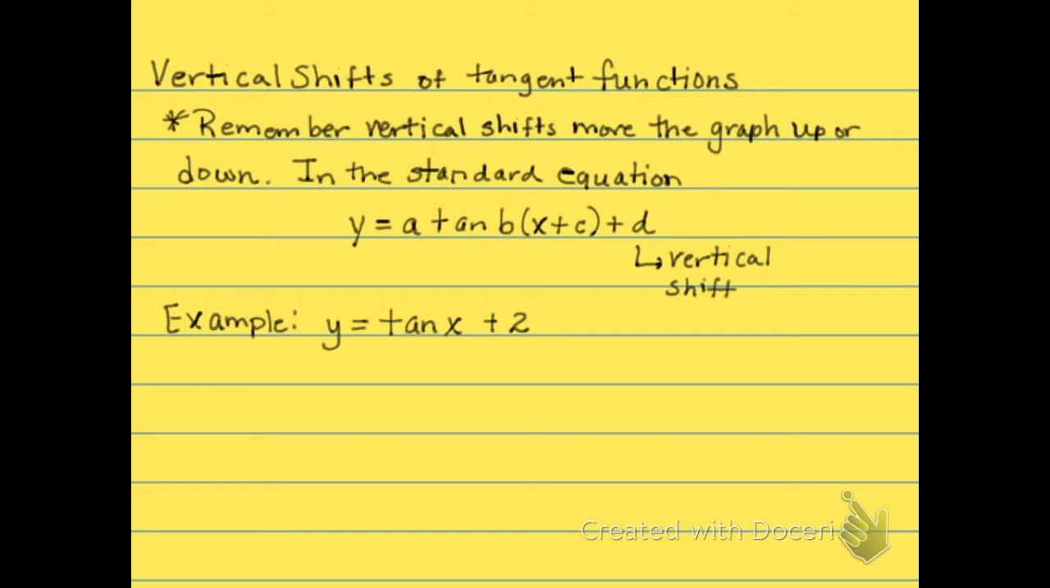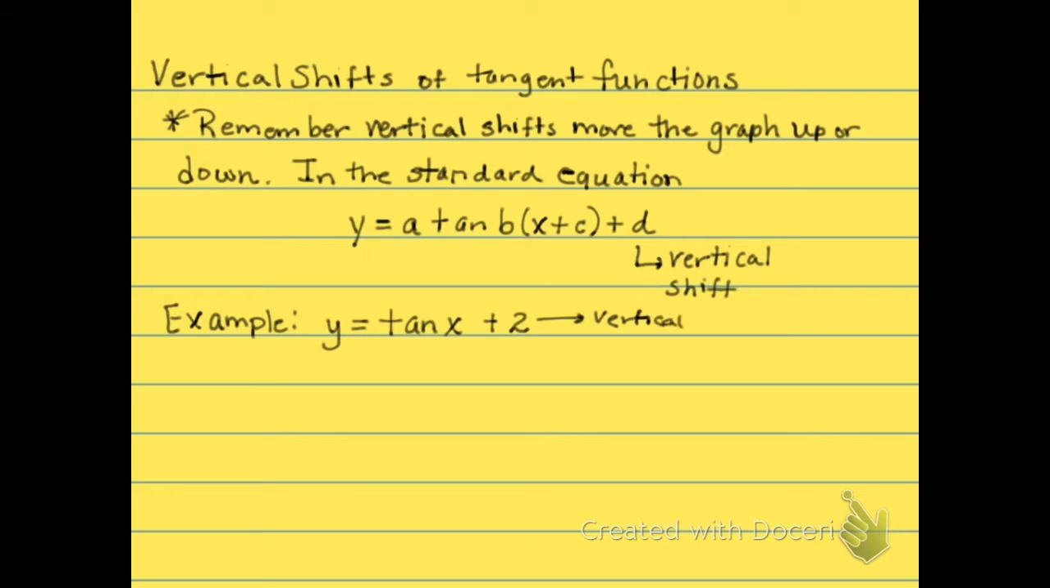Okay, in this video we're talking about vertical shifts of tangent functions. And remember, vertical shifts move the graph up or down. So a vertical shift will move the graph up or down. And in the standard equation, y equals a tan b of x plus c plus d, d would be the vertical shift. So if we're looking at the first example here, y equals tan x plus 2, then 2 is going to be the vertical shift.